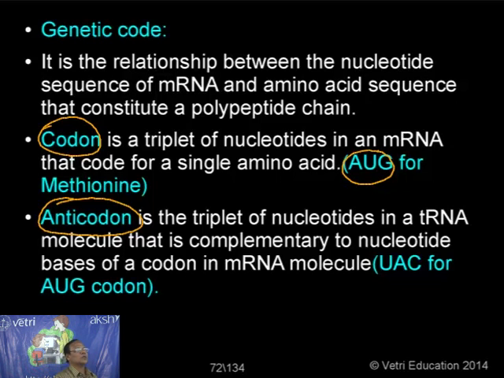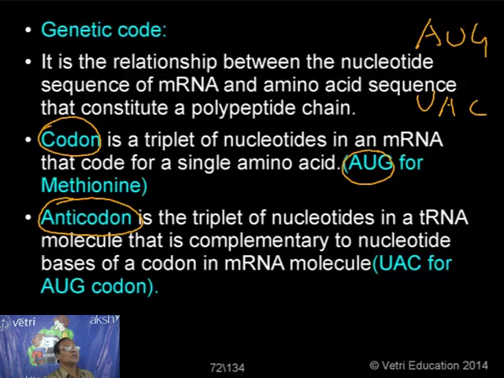Now, what do you mean by anticodon? We have seen already the structure of tRNA, in which we have the anticodon, a set of 3 nucleotides which are complementary to the nucleotide bases of the codon of mRNA. For example, if you have AUG as the codon in mRNA, the anticodon found in tRNA would be UAC, because A always pairs with U, U always pairs with A, and G always pairs with C.